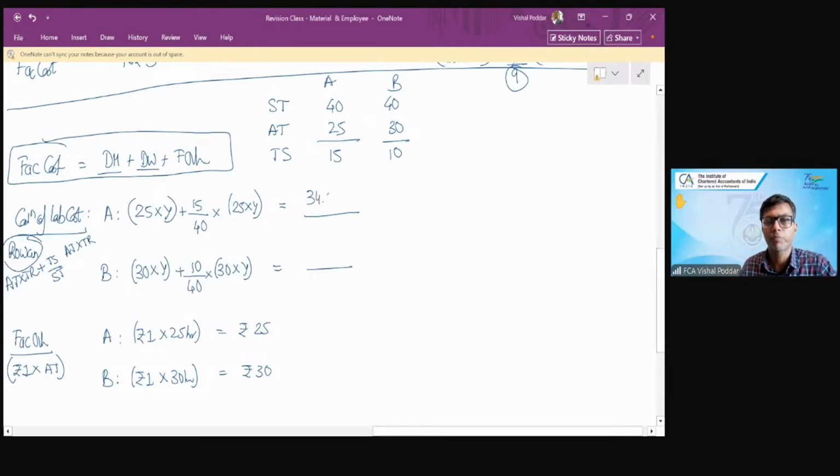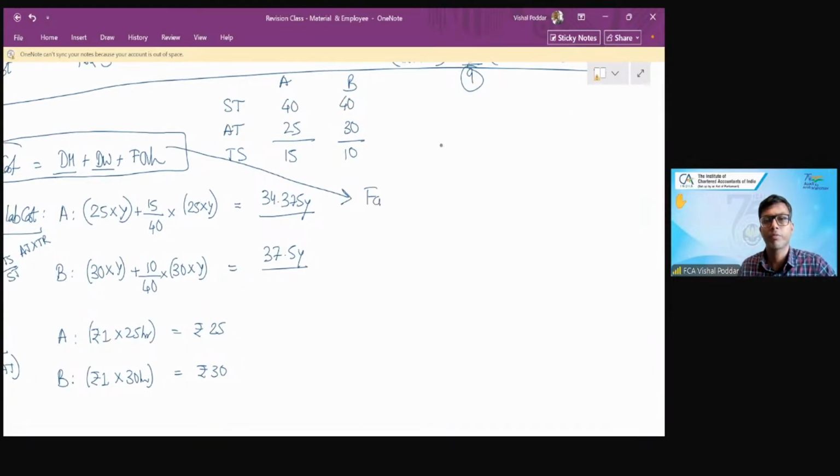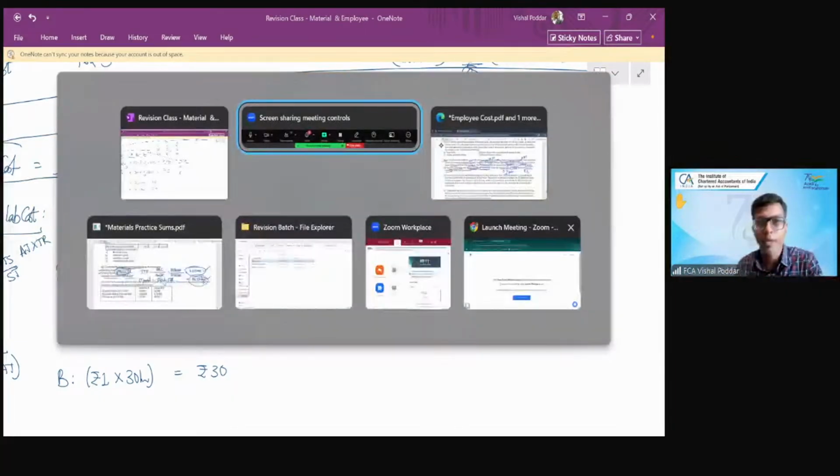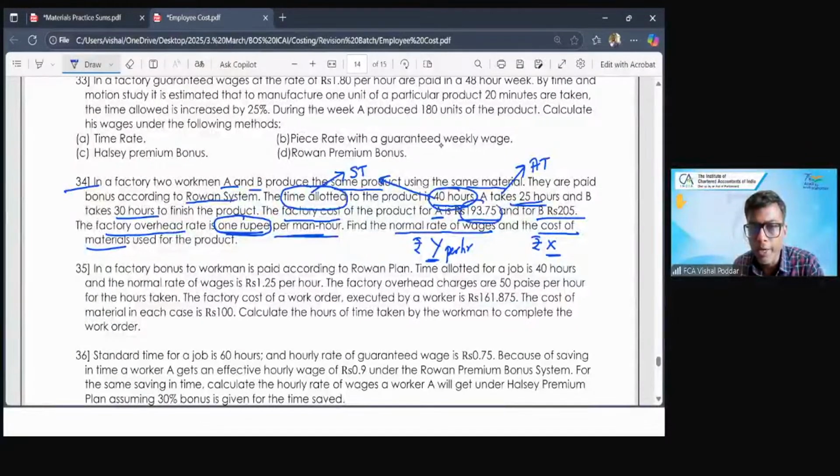34.375Y here, given by both of you, that is Tejaswin and Tejashree both. 37.5Y is here. Correct? Now, once I've calculated the spare parts, let me go to the finished product. Finished product is factory cost. Now, factory cost of A is given. It is coming to 193.75 and for B it is 205. Correct?